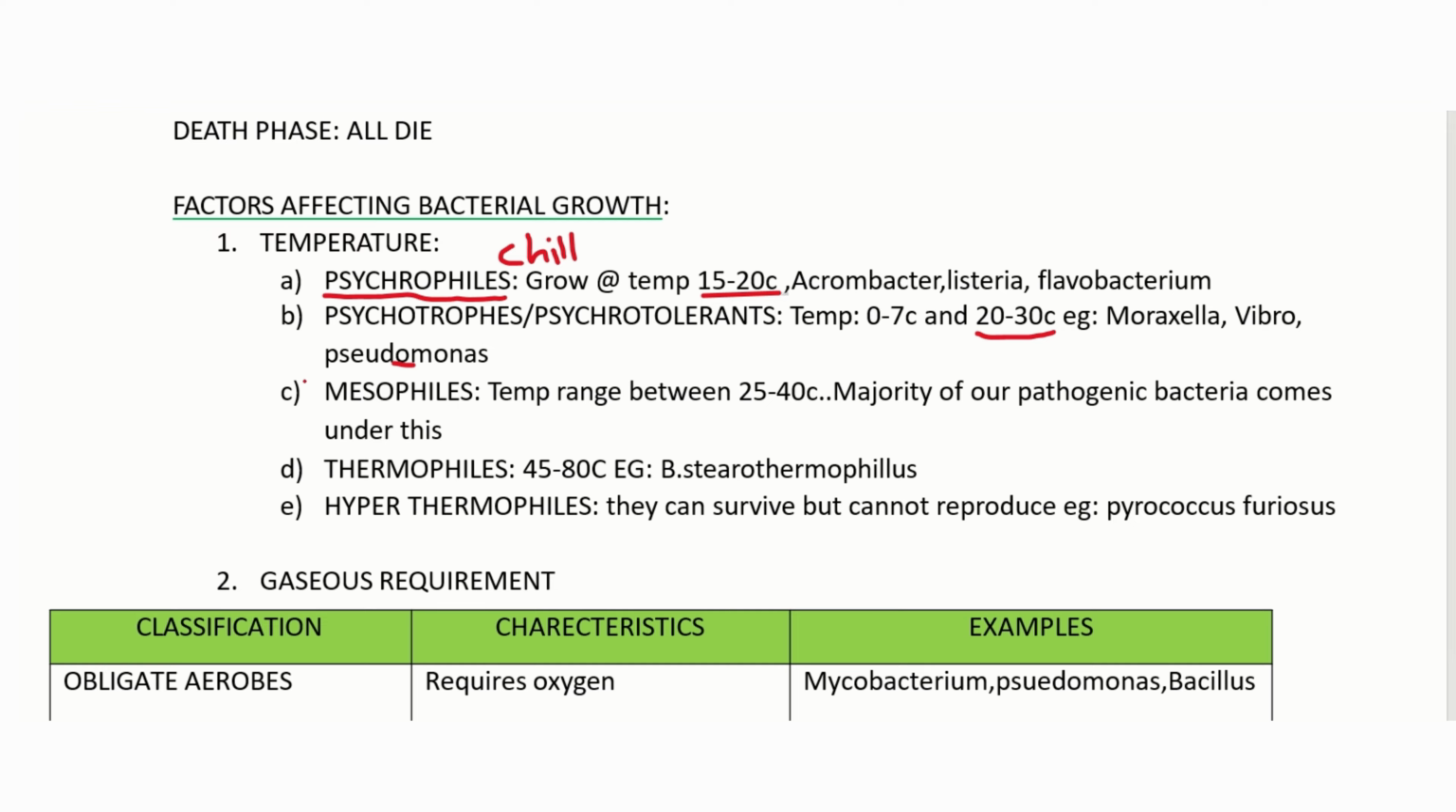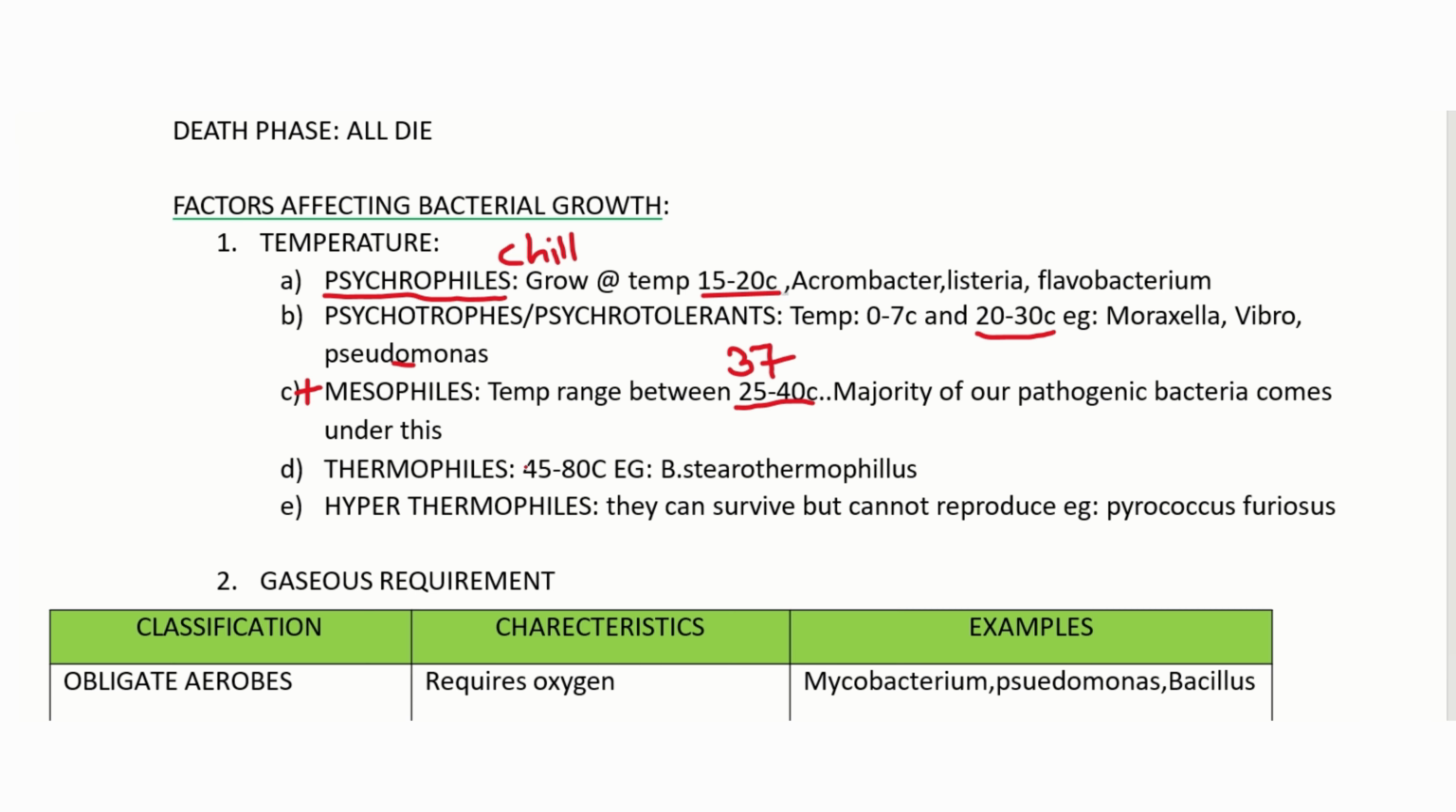Mesophiles, this one is the important class because the temperature range is 25 to 40 degrees Celsius. You know that our body temperature is 37 degrees Celsius. So that comes under this category. So the majority of our pathogenic bacteria come under this.